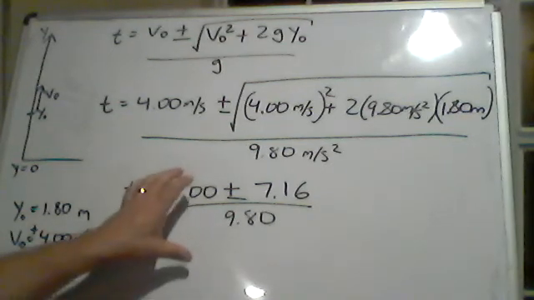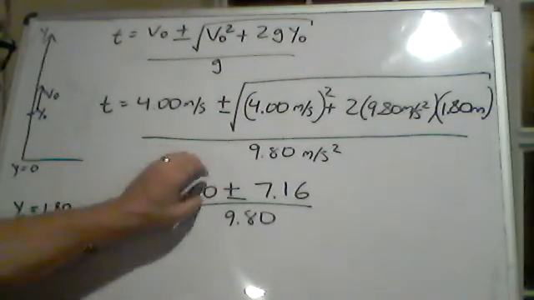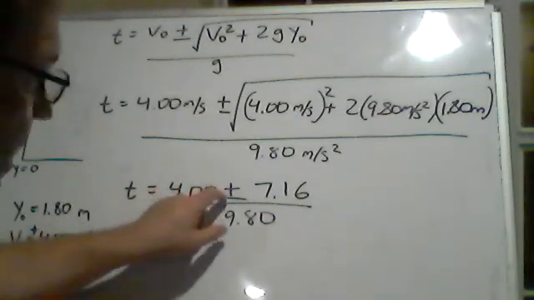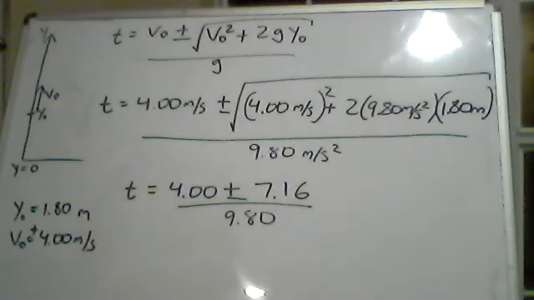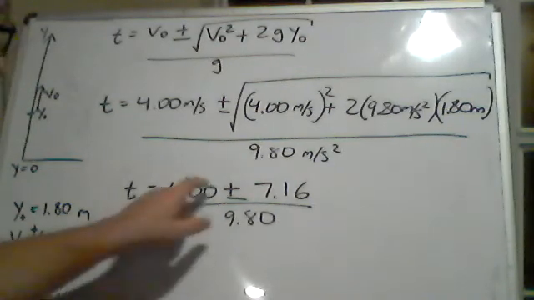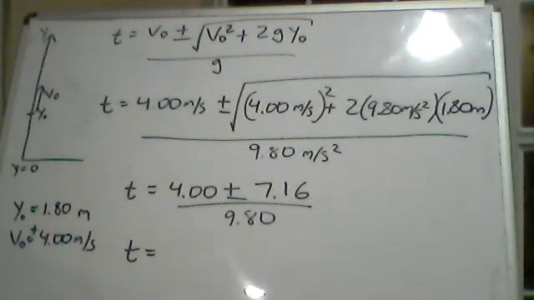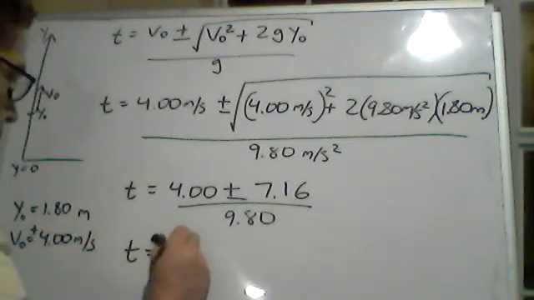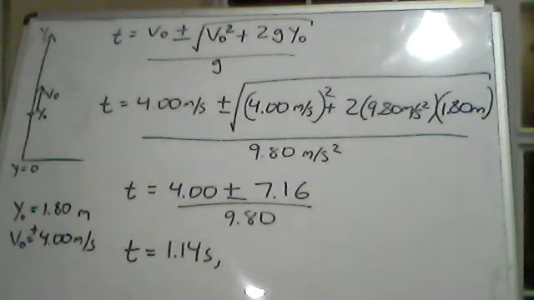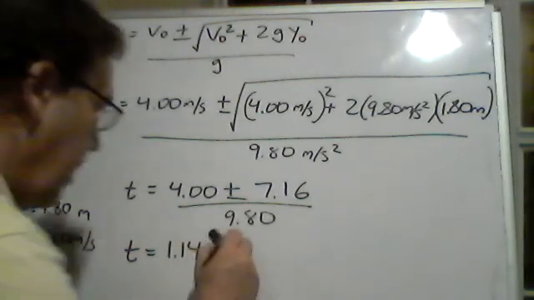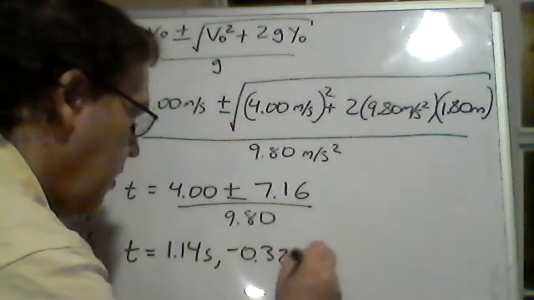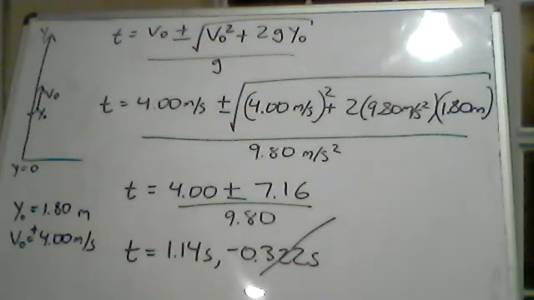So there are two roots to this answer. We got the root with the plus and the root with the minus. One answer is 4 plus 7.16 divided by 9.8, and the other answer is 4 minus 7.16 divided by 9.8. We want to throw away the one that's negative. If I add 4 plus 7.16 divided by 9.8, I'll get 1.14. If I do the minus, I get an oddball looking negative 0.322 seconds. This is unphysical. Time can't be negative. That means that my answer is she's in the air for 1.14 seconds.